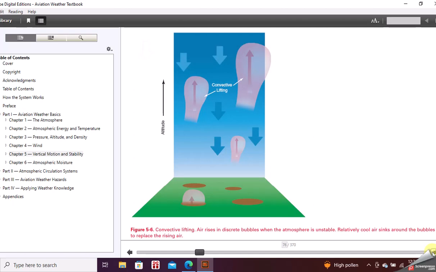Now, we want to talk a little bit about stability. And stability really is, think about a hot air balloon. If you have a hot air balloon, it's rising up as it's moving. Why is it rising up? Because the air is less dense than the air around it. So it's going to rise up until it gets to the same temperature as the air around it. That's not happening with a hot air balloon, but with air parcels it is.